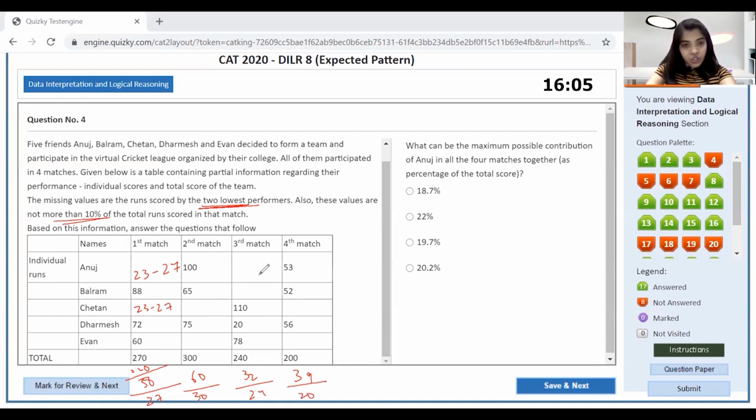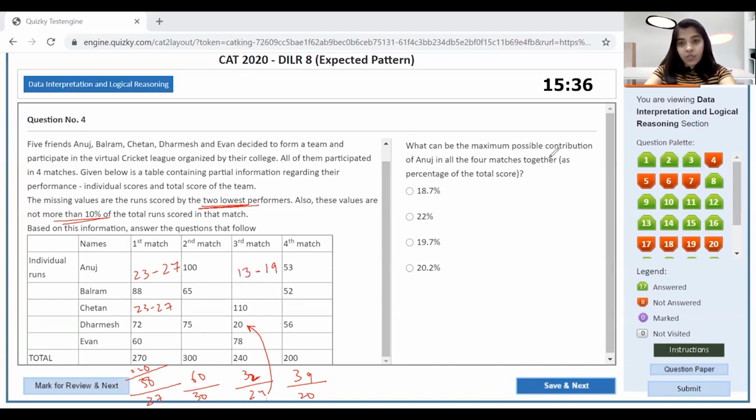In the third match, let's look at it. 32 is the remaining sum. So if one of the persons is scoring 24, now they can't score 24. Why? Because this is 20, so it has to be lower than 20. So the maximum possible limit here is 19 for Anuj. If Anuj is 19, what will the other person be? 32 minus 19 is 13. So the lower limit is 13.